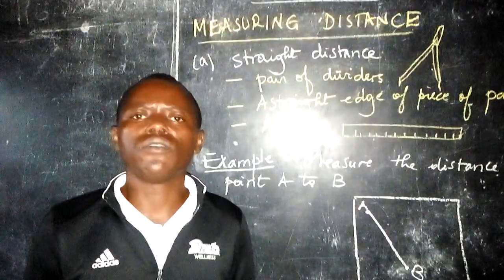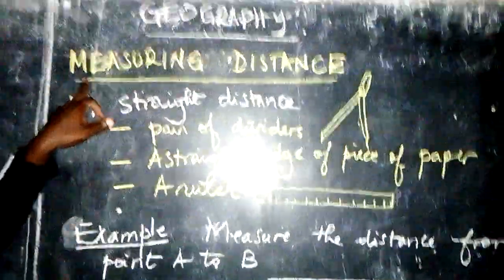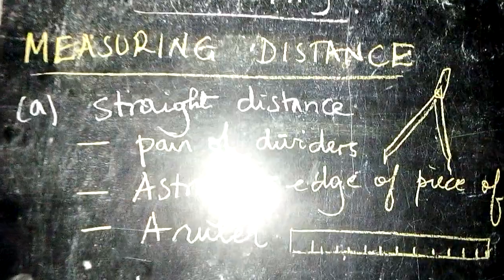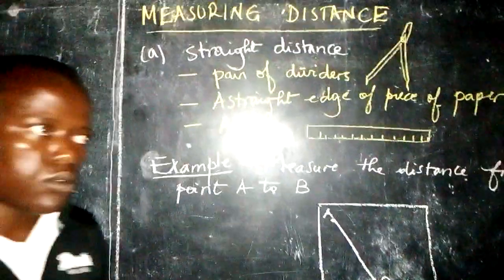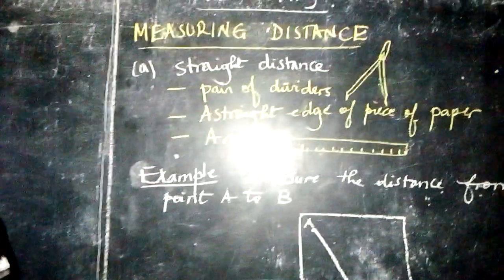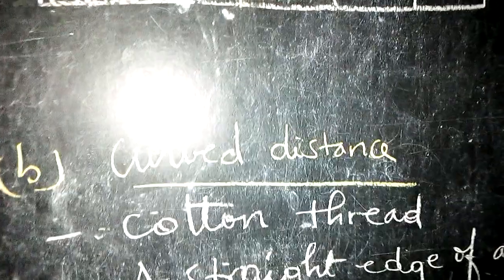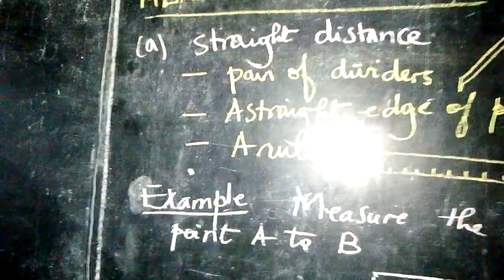Today we are going to learn geography, where we are still focusing on practical geography. The topic of today is about measuring distance on the map extract. I want you to know how to measure distance on the map extract. Distances are divided into two categories: straight distance and curved distance. Those are the two categories of distance which are always drawn in the map extract. Let's start with straight distance.